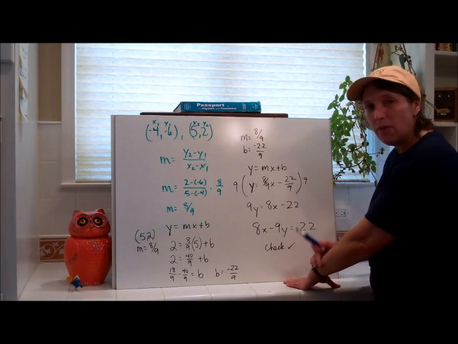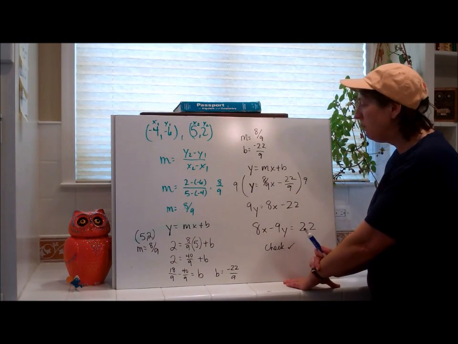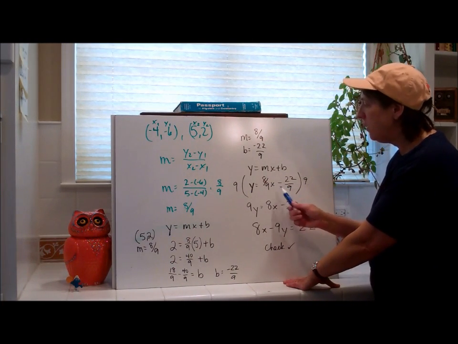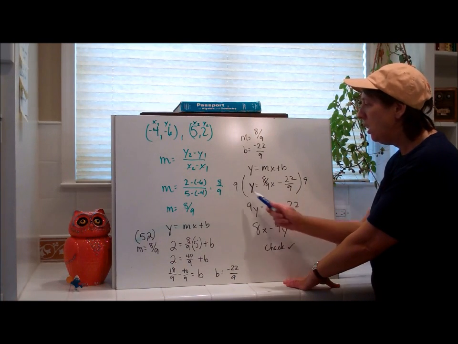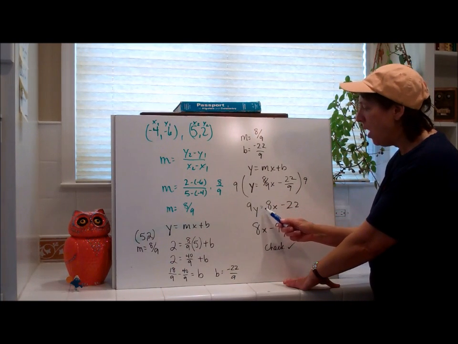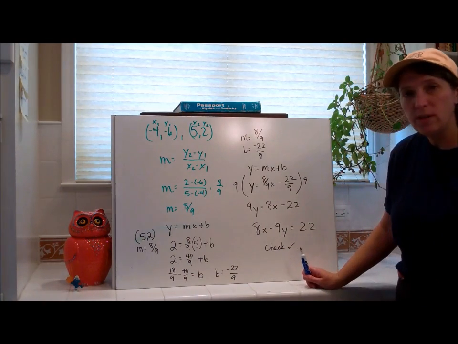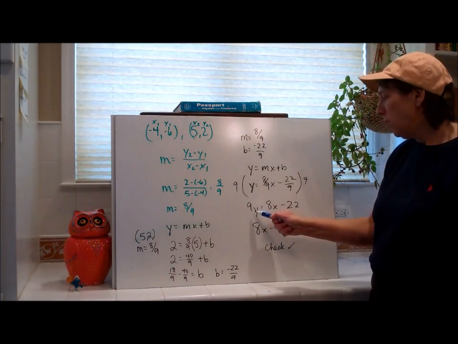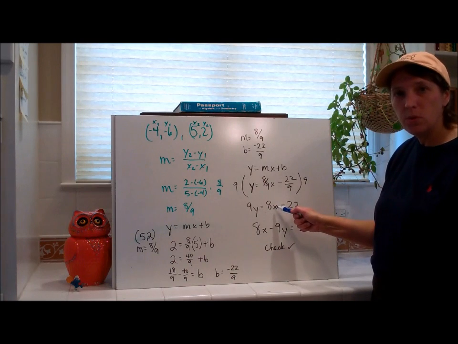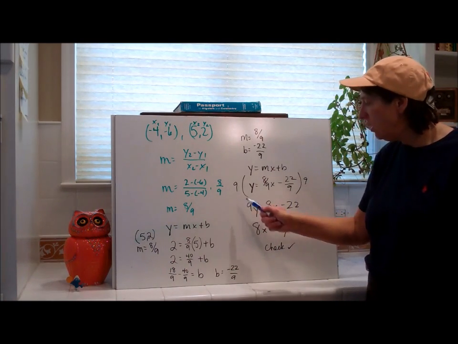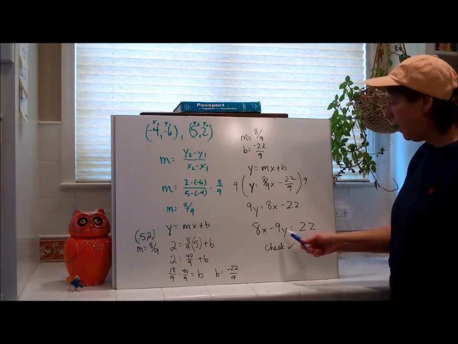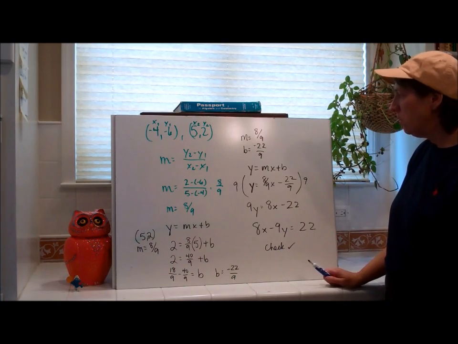I'm going to clear my fraction by multiplying through everything by 9. Remember, on this side, this is the distributive property. We'd be left with 9y equals 8x minus 22. And at this point in time, I'm going to bring the 9y over, subtract it, and I'm going to take the 22 to the other side, and I got 8x minus 9y equals 22.